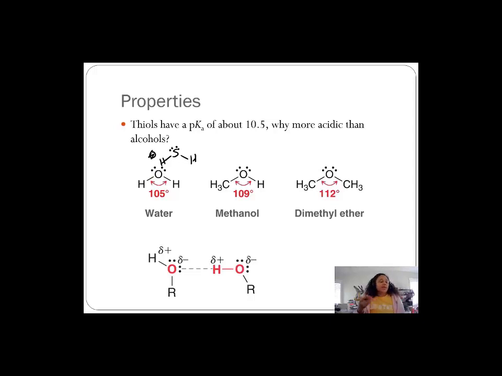Now, thiols can't undergo hydrogen bonding, but they do undergo very strong dipole-dipole attractions. And so our water can undergo strong dipole-dipole attractions. And we also know that OH groups are not very acidic. They have pKa's probably close to about 15. So one question I want you to think about: thiols have a lower pKa. What factor drives why thiols, SH groups, are more acidic than alcohols?